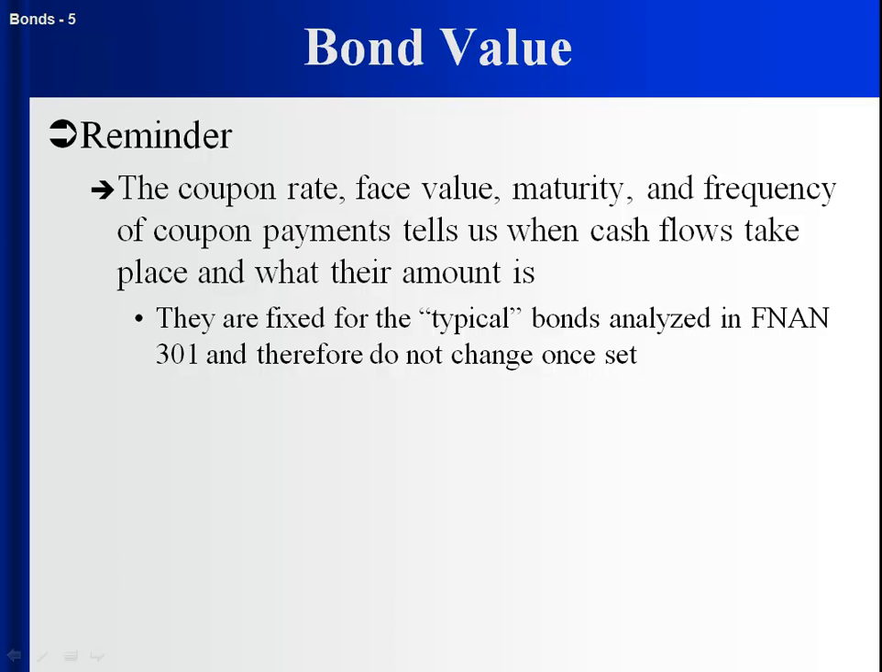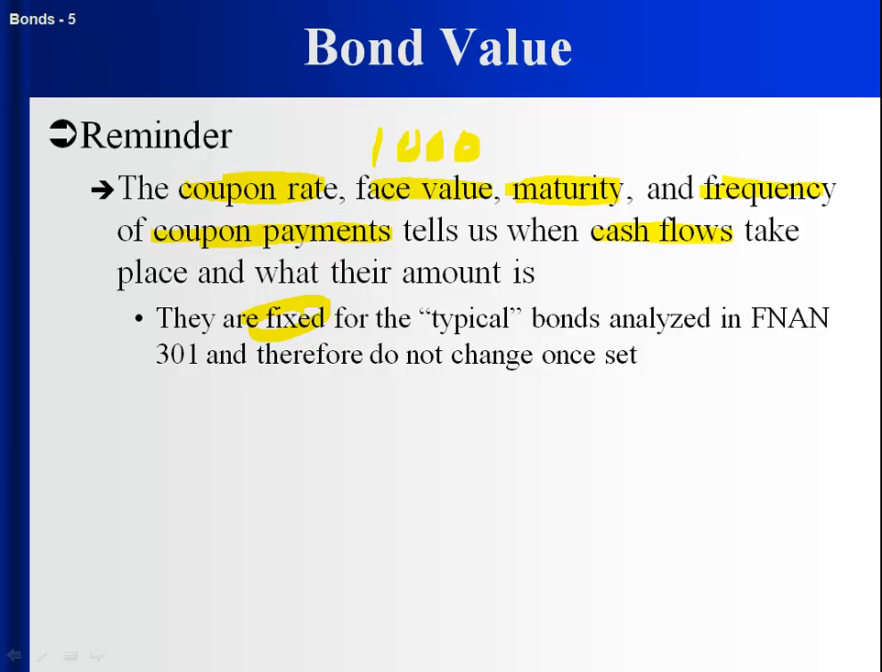So here's a nice reminder. Coupon rate, stamped on the bond. Face value, $1,000, stamped on the bond. Maturity, stamped on the bond. And frequency of payments, semiannual or annual. That information is stamped on the bond. They're fixed in this class, and they tell us when cash flows are expected to take place. So they're fixed, they set cash flows.